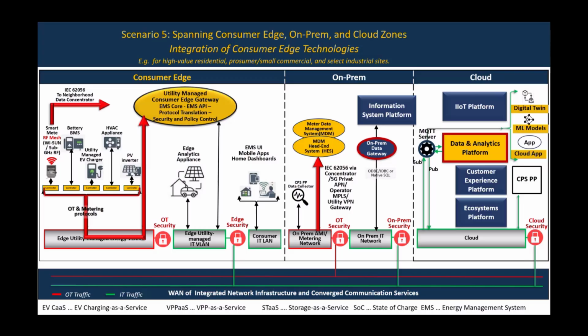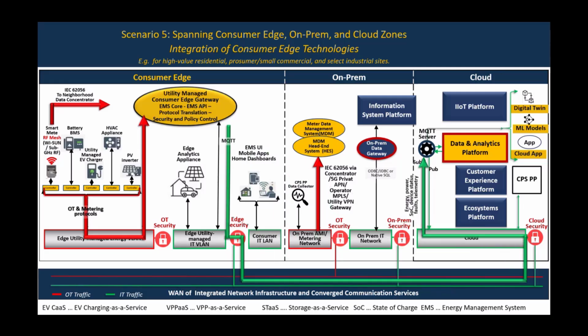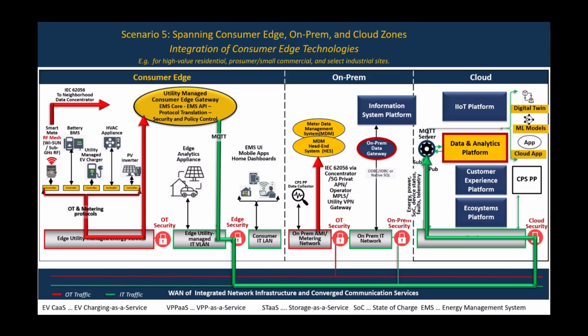Here also we have the real-time data acquired from all these devices using an OT protocol and the same metering protocol by the gateway, and it is translated to message queue telemetry transport format and ingested to the cloud into the data and analytics platform. And we have here an alternative path for the metering fallback, where the meter can use it in case it loses the connection with the RF mesh network to the concentrator.